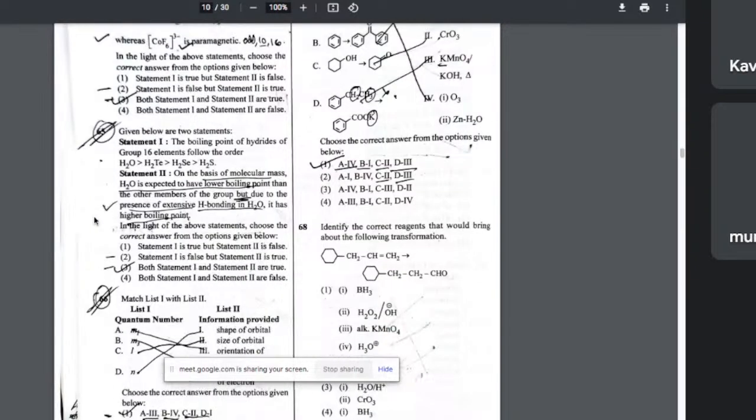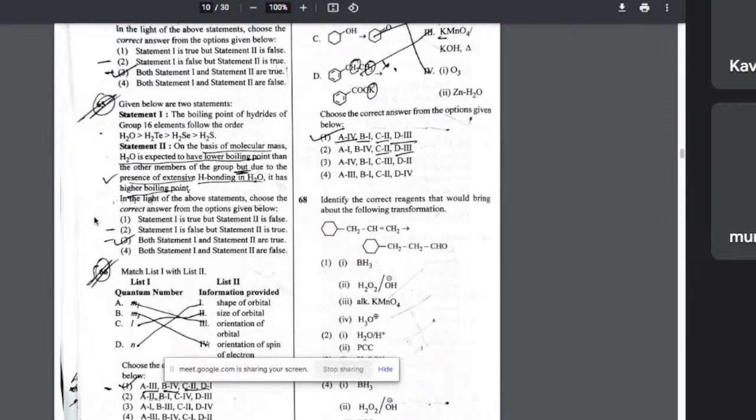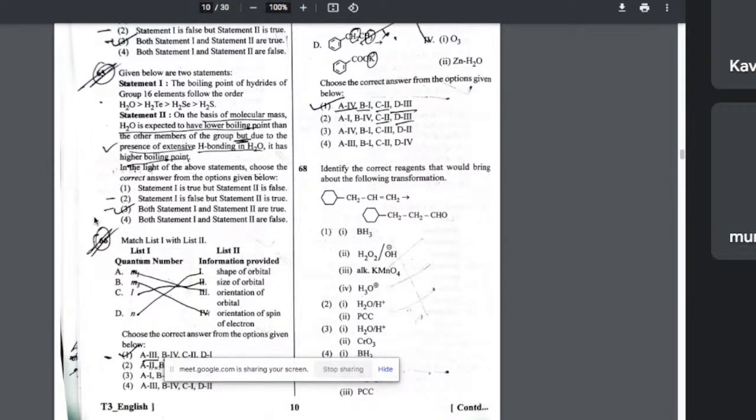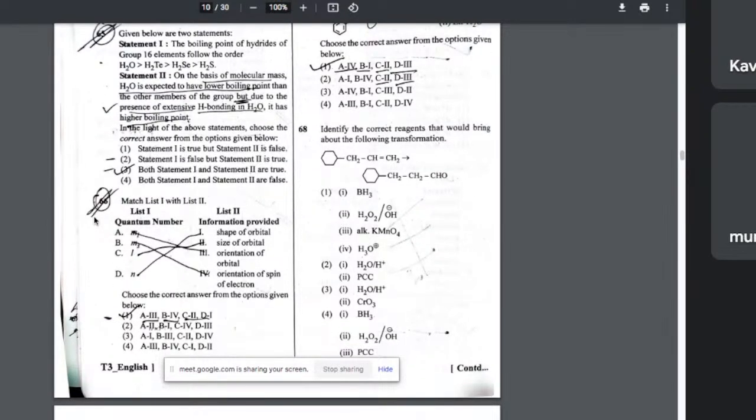Okay. Now question number 68. Identify the correct reagent that would bring about the following transformation. An alkene is given. The alkene is getting converted into an aldehyde. So how to convert alkene into aldehyde? First we convert the alkene into alcohol. Then we convert it into aldehyde. 1 degree alcohols get converted into aldehydes, 2 degree alcohols get converted into ketones. So the alcohol formed from this alkene is a 1 degree alcohol. So which reagent is suitable there? BH3, hydroboration oxidation of alkenes. This follows the anti-Markovnikov rule, which means a 1 degree alcohol will form.